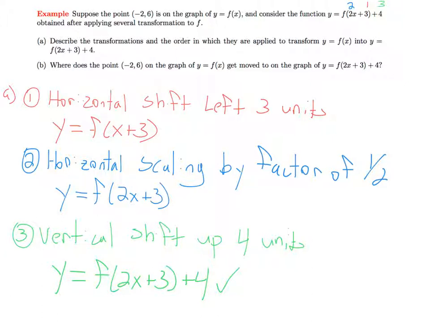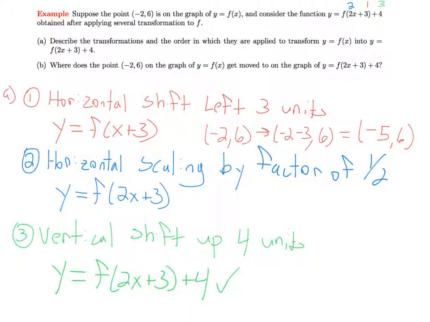Okay, in part B, we now want to track what happens to the point minus 2, 6 after doing these series of 3 transformations. So we start off at the point minus 2, 6, and we shift it to the left 3 units. So we're going to subtract 3 from the x-coordinate. We leave the y-coordinate alone, and at this point we're now at minus 5, 6. So just applying the shift to the left, we would wind up at minus 5, 6.